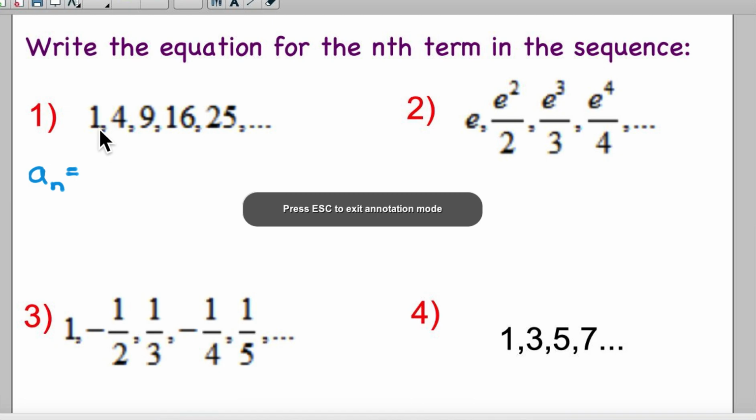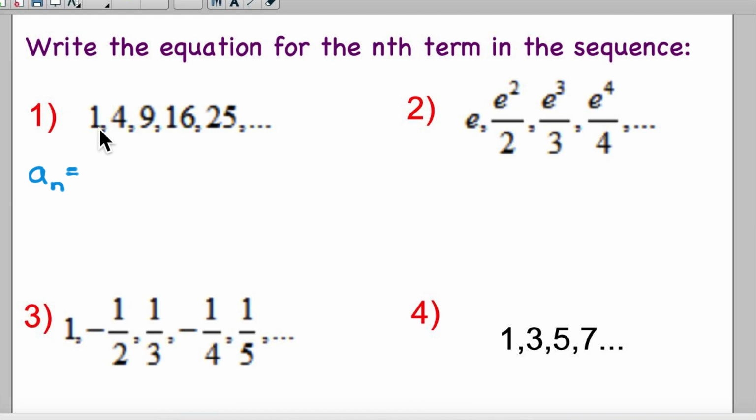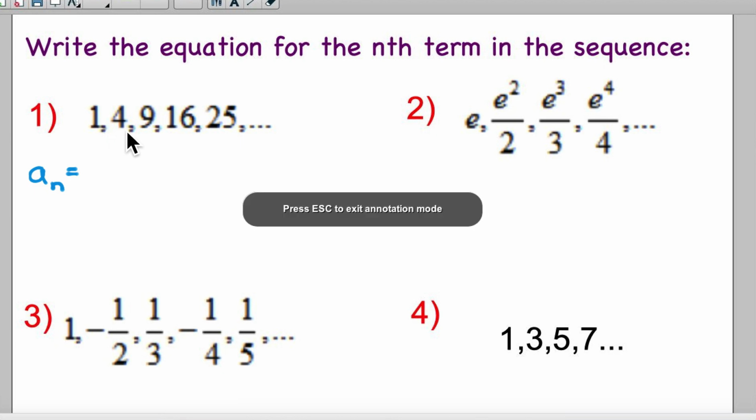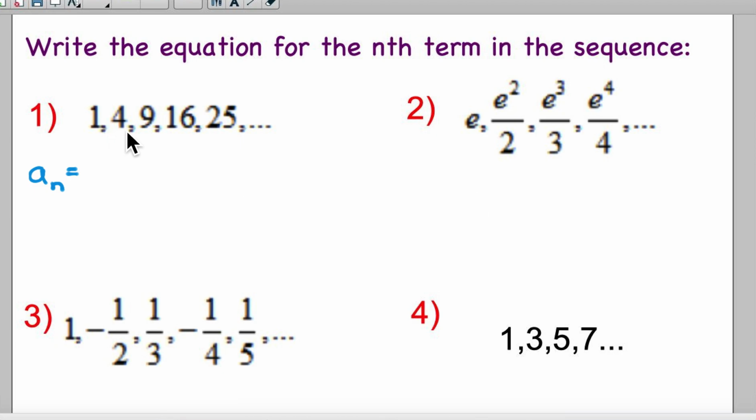So for the first term, if I did 1 squared, I would get 1. Second term, 2 squared, I would get 4. Third term, 3 squared, I get 9. 4 squared is 16, 5 squared is 25. So this is just going to be n squared. And that's it. You can test it: if you plug in the term number, do you get the actual value that you have written out? And you do.